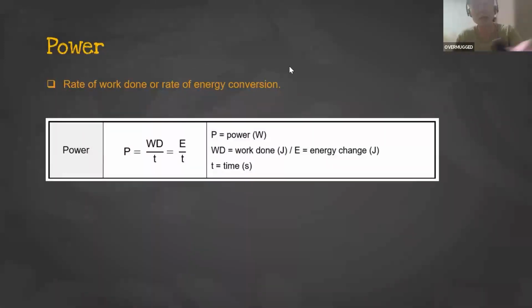Okay, then power. Power refers to the rate of work done or rate of energy conversion. When you see rate, it has an element of time, right? So you can see that time is usually in the denominator. For power over here, you will see two formulas. For this chapter, we will be mainly dealing with work done over time. The second one will be mainly seen in Sec 4, but of course they can combine next time. Okay, so I just introduce you first.